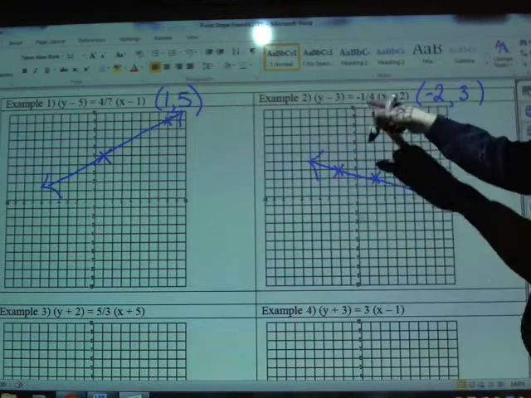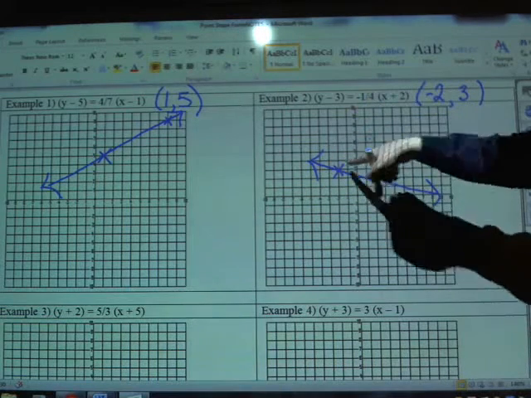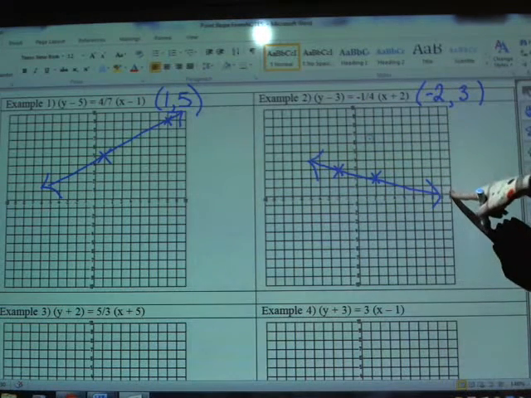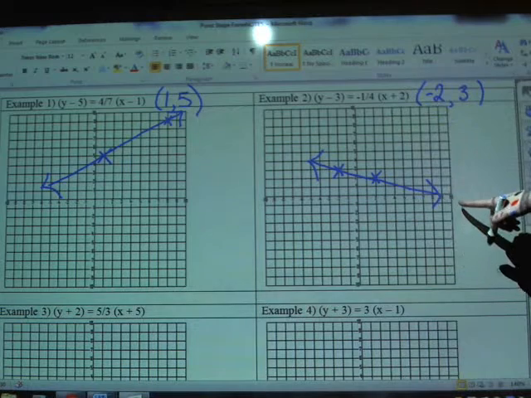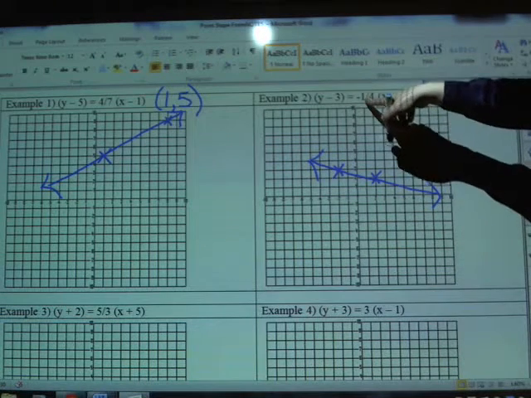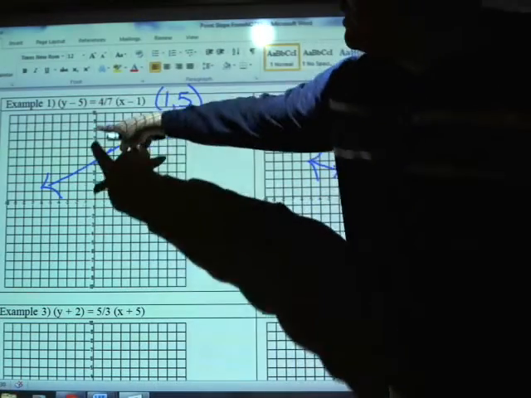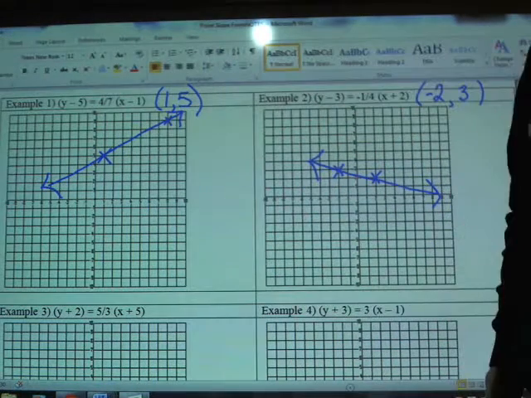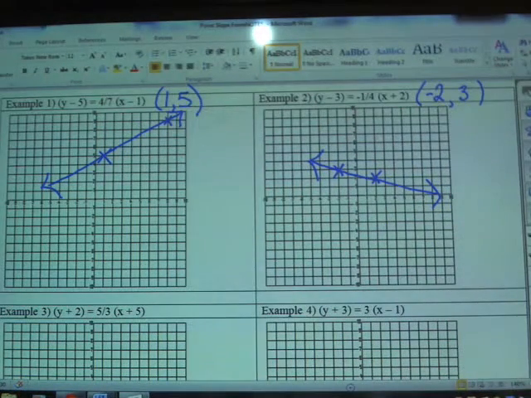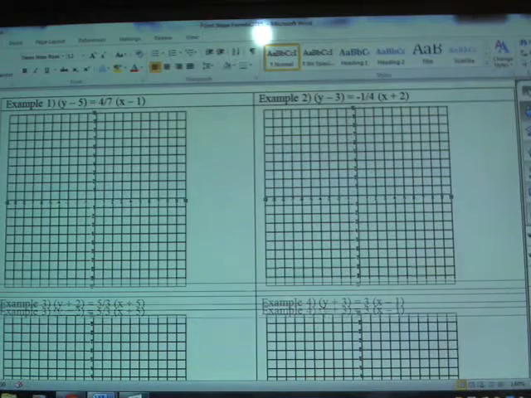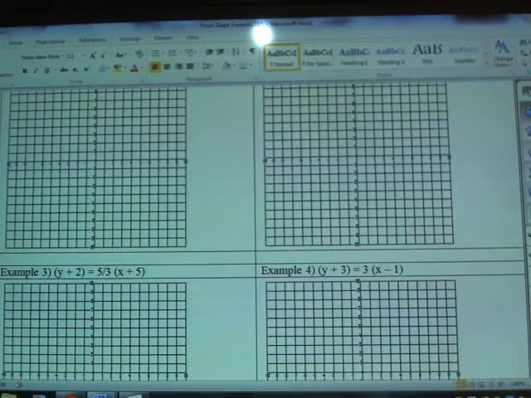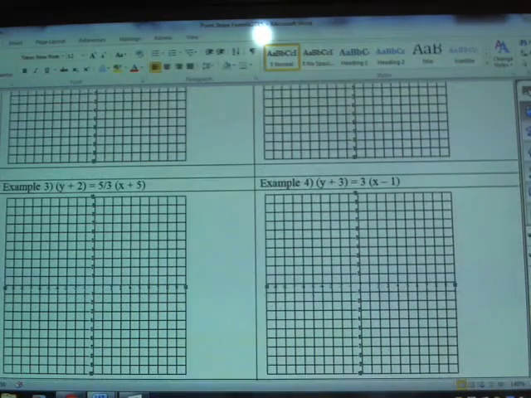Notice here, slope was negative. The line points down. Remember, this is a negative slope. Any line that goes down from left to right has a negative slope, so that makes sense. Just like over there in example 1, the slope 4/7 was positive, which shows us that the line points up from left to right. All right, let's go ahead and continue on by taking a look at examples 3 and 4. More graphing of point-slope form.